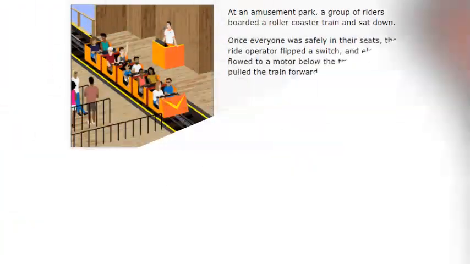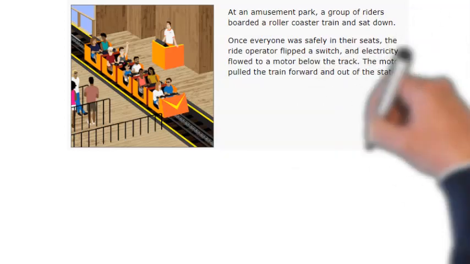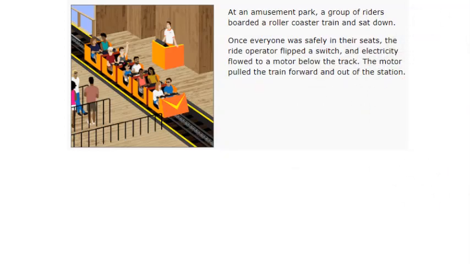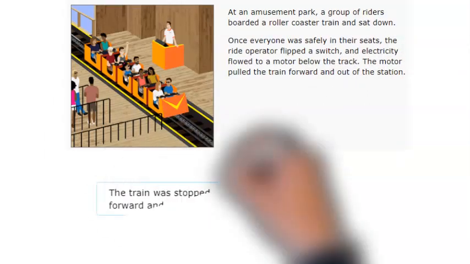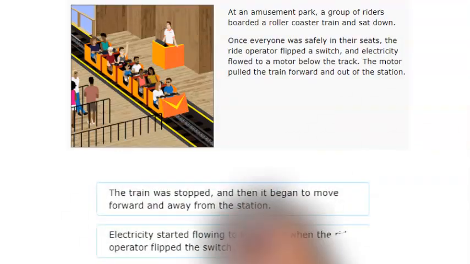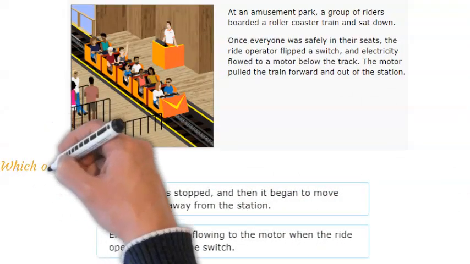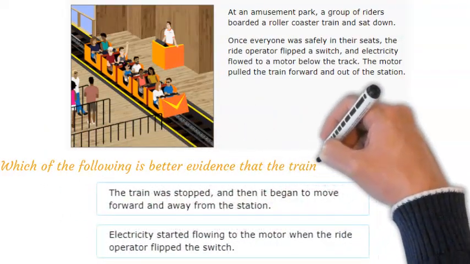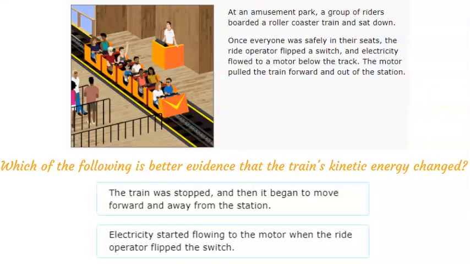Read the passage about the start of a roller coaster ride and think about the kinetic energy of the roller coaster train. Which of the following is better evidence that the train's kinetic energy changed?